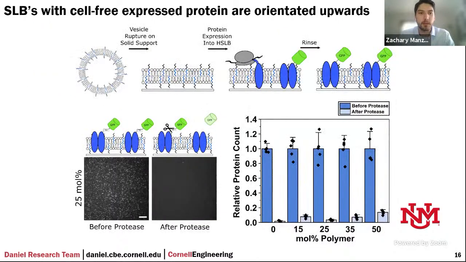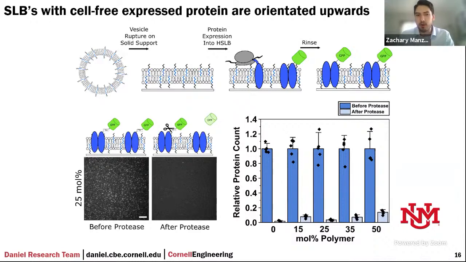We then repeated this with our second approach. We formed our bilayers first and then expressed the proteins directly into the membrane. And again, you see that before and after the protease addition, we see a large reduction in the GFP signal, indicating that we do have oriented proteins in the system. In this case, we're actually seeing an even larger reduction, which we believe is because we're not actually rupturing protein vesicles, and so there's nothing that can get stuck into the membrane. So the surface is actually much cleaner.